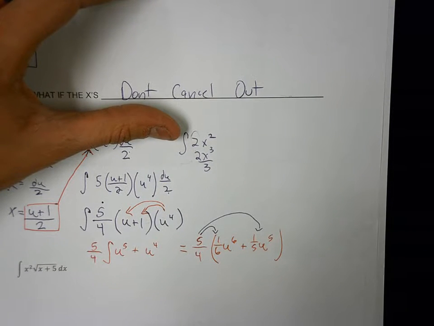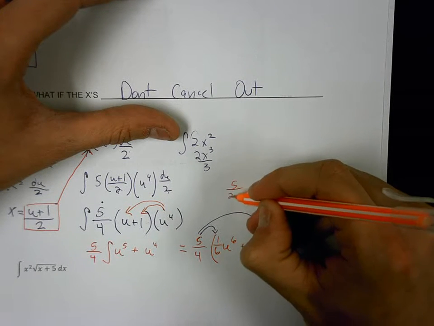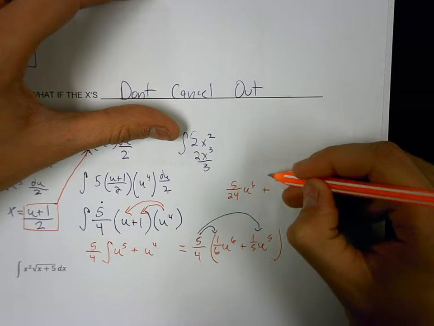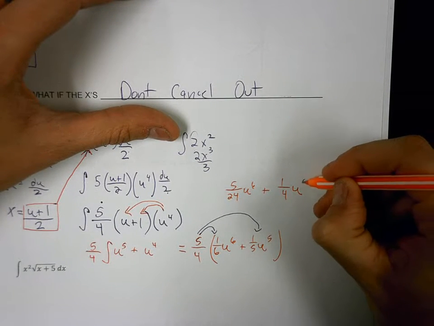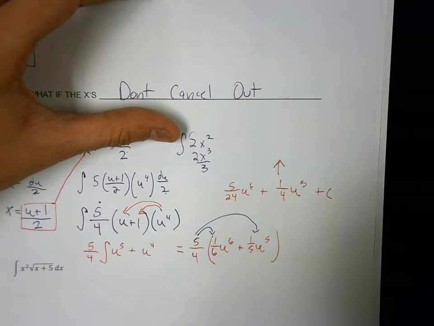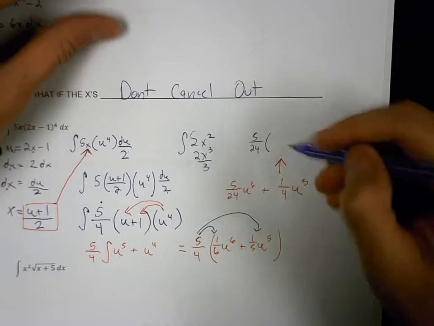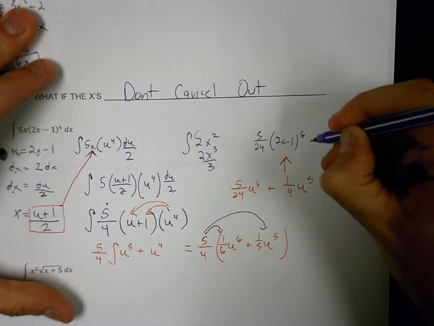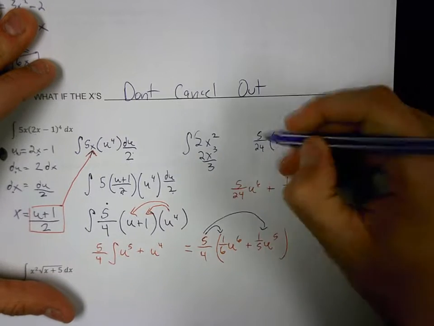Okay, now we're ready to distribute this 5/4 back through, and then we'll be done in just a second. So I'm going to have 5 over 24, which is where it gets kind of sloppy. 5 over 24 u to the 6th plus 5 over 20, which is going to be 1/4 u to the 5th plus c. And our final step is just let's re-plug in for u. We've got 5 over 24 times, what is u? You go back to your original problem, it's right there, 2x minus 1. 2x minus 1 to the 6th plus 1/4 times 2x minus 1 to the 5th plus c.